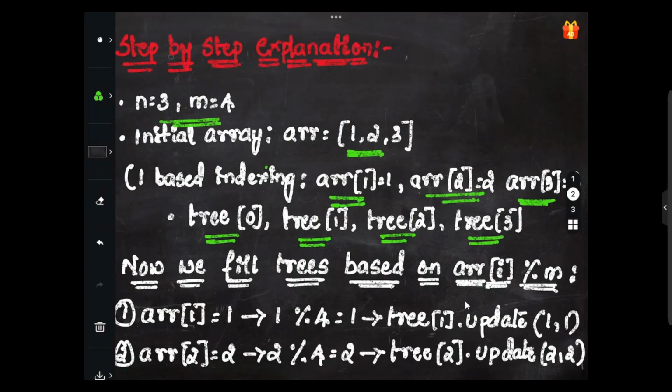The array consists of the elements 1 2 3. Array of 1 is 1, array of 2 is 2, nothing but the indexing, right? Array of 3 equals 3. So now we will fill the trees based on array of I modulo m.